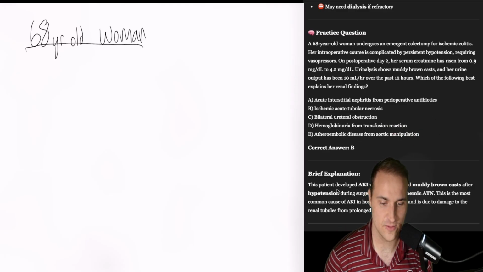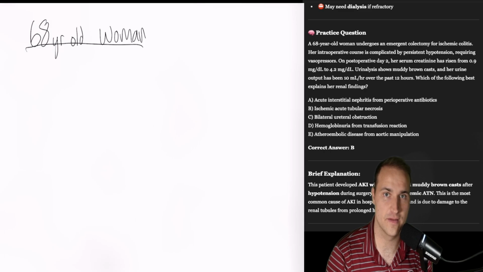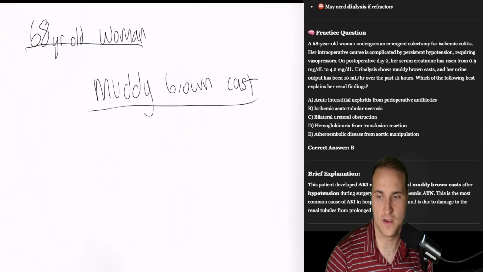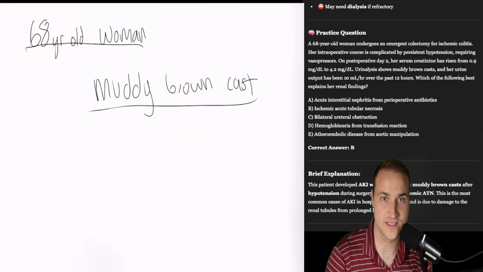A 68-year-old woman undergoes an emergent colectomy for ischemic colitis. Her intraoperative course is complicated by persistent hypotension, requiring vasopressors. On postoperative day 2, her serum creatinine has risen from 0.9 to 4.2. Urine analysis shows a muddy brown cast. All right, this question is over as far as I'm concerned. The answer has to be acute tubular necrosis.